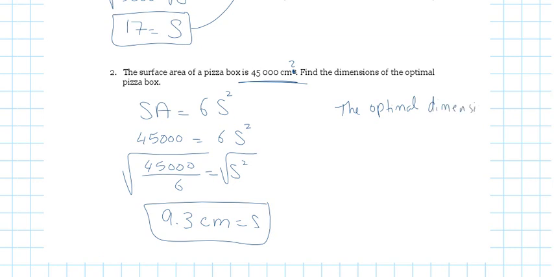Why didn't we start with surface area for the first question? What was the difference? In this case, they gave me the surface area, so I have to start with the surface area. In the first question, they gave me the volume, so I have to use the volume. So whatever they give you, that's the formula you start with. Okay.